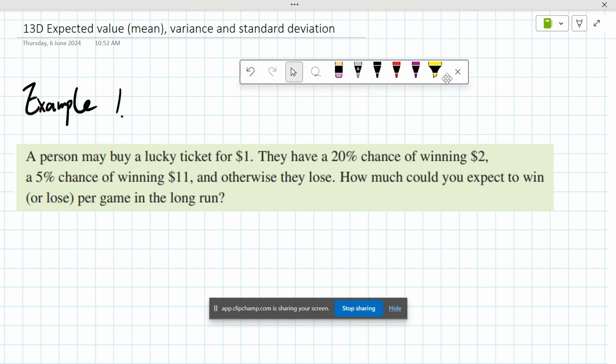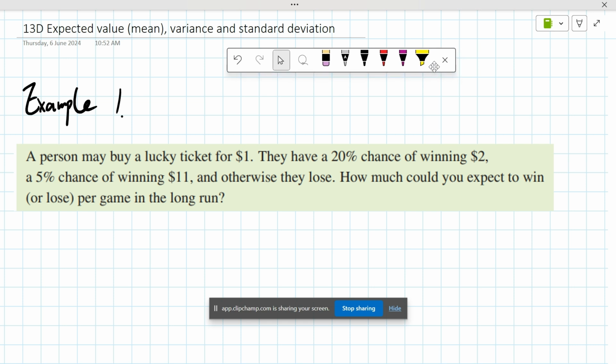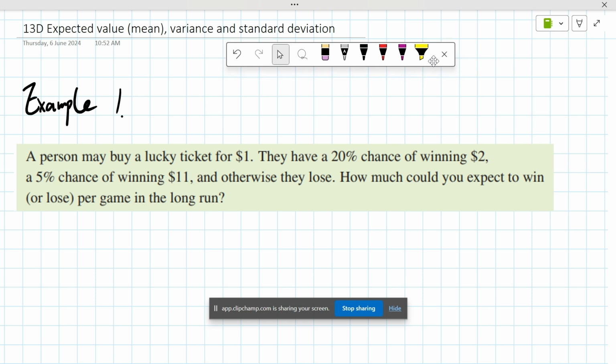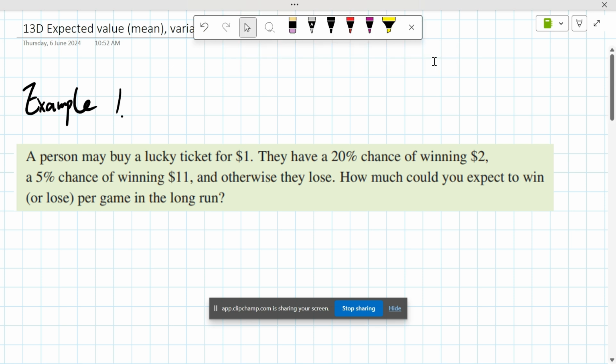Today we're going to talk about expected value, the mean, and variance and standard deviation. A person may buy a lucky ticket for $1 and has a 20% chance to win $2 and a 5% chance to win $11, and otherwise they lose. How much would they expect to win or lose per game in the long run?